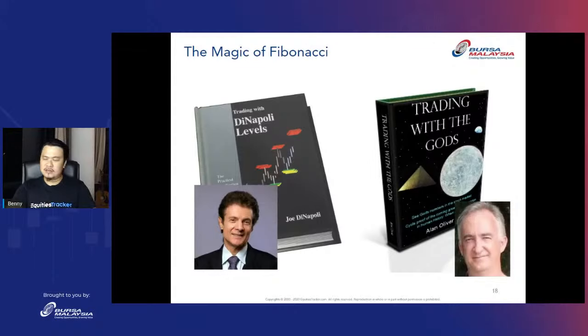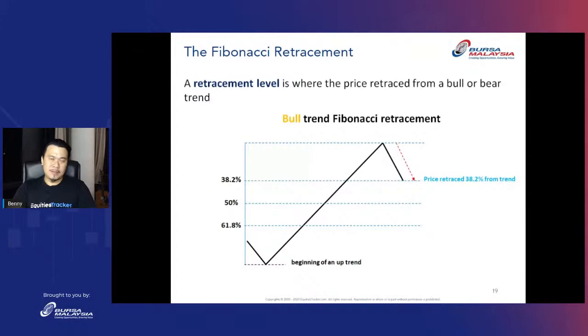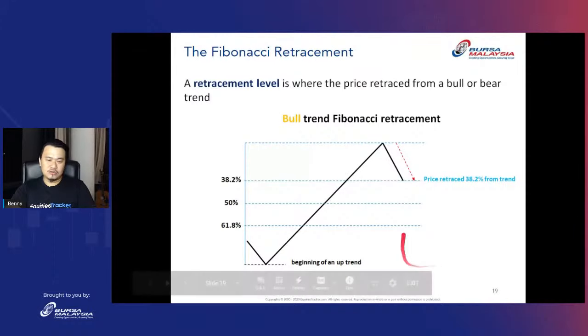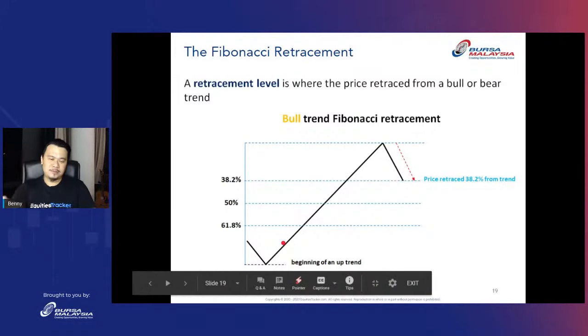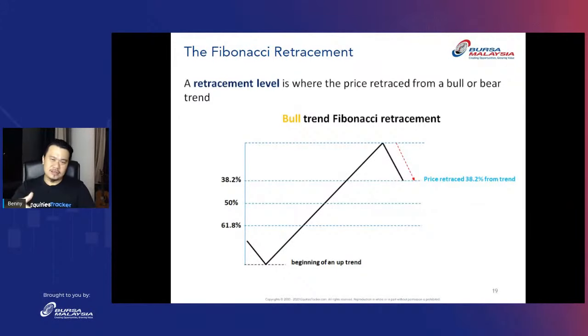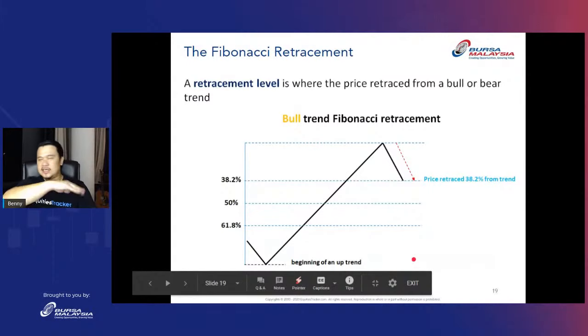All right. So a retracement level is where the price retraces from a bull or a bear trend. Like in this case, let's take a look at a bull trend. So I already showed you earlier, when the price pulls back, right? It can be at any level. It can be half of it. If it comes all the way back down here, that means it has fully retraced, or retraced 100%, right? So let's say the beginning of an uptrend is here. And the price keeps on getting higher and higher.